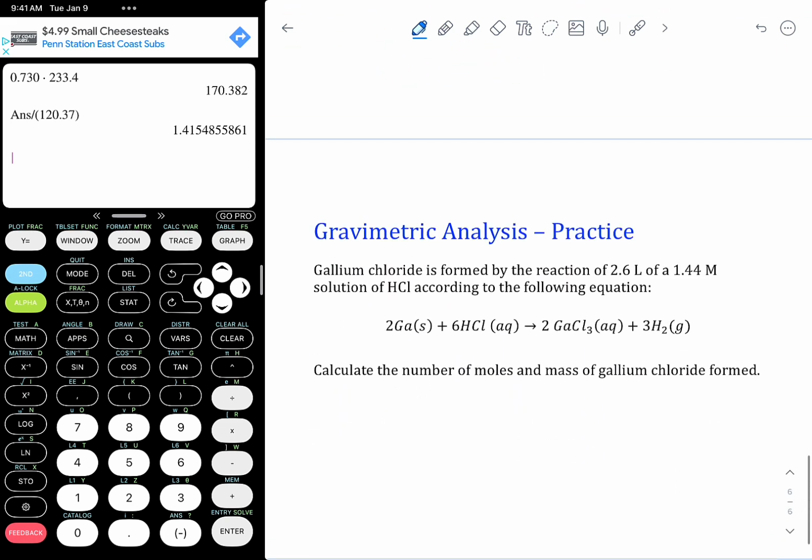Let's do one last practice problem before we end this lesson. So what I want you to do is to just quickly pause your video, look at this problem, set up a plan, think about what steps you would take in order to solve for the two values that we need for this problem, number of moles and mass of gallium chloride. Okay, take a second, pause the video, think about what you would do. If you're feeling confident in your work so far, try it on your own and come back and see how we work it out.